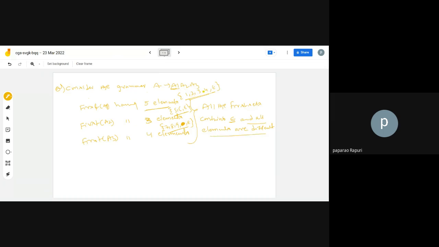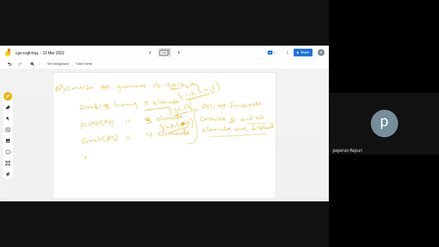Here it is 1, 2, 3. That may be a, b, c, d. That may be x, y, z. That may be p, q, r, s. Whatever it may be, these 4 are not matching with any other elements of the sets A2 and A3.